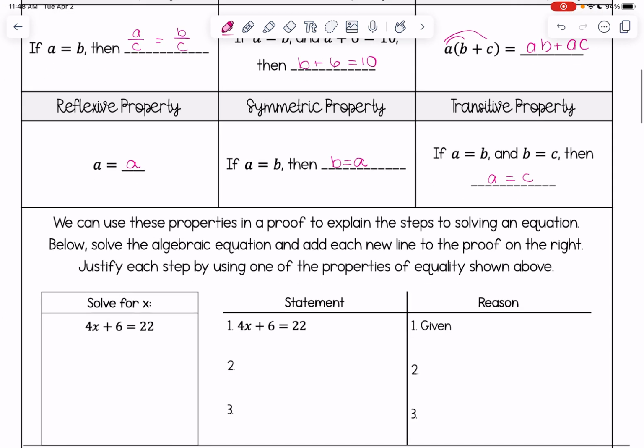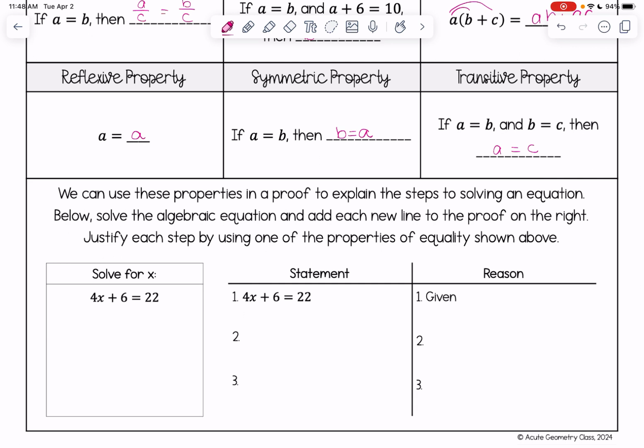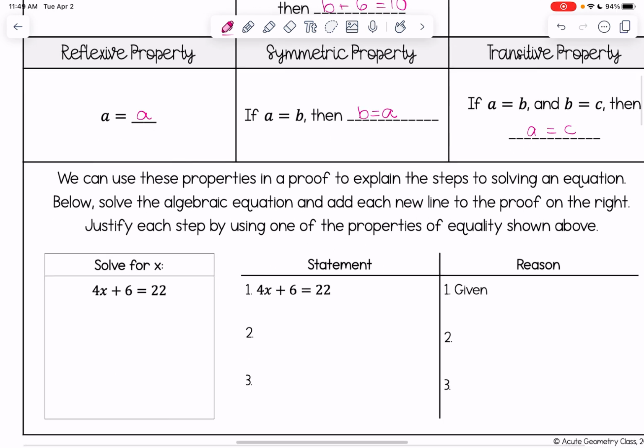All right, let's take a look at an example of how this works. We can use these properties in a proof to explain the steps to solving an equation. Below, solve the algebraic equation and add each new line to the proof on the right. Justify each step by using one of the properties of equality shown above. So if we had this equation, 4x plus 6 equals 22, the first thing we would do is subtract 6 on both sides. And we would get 4x is equal to 16.